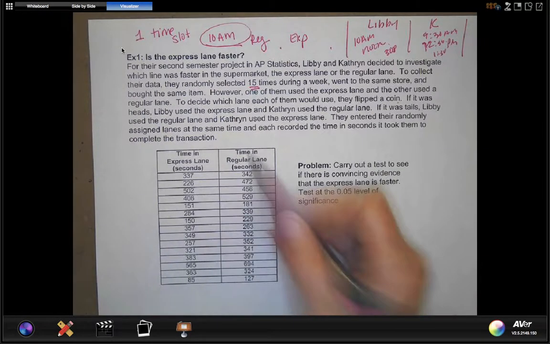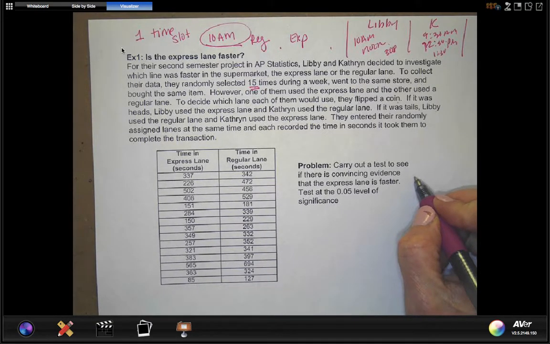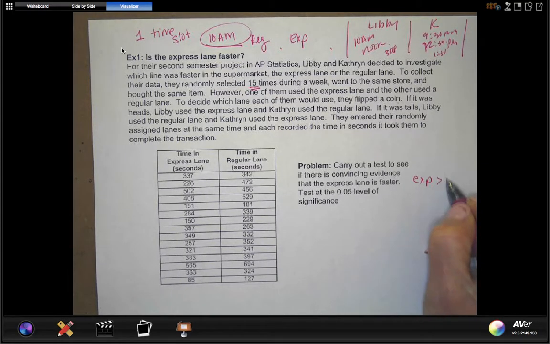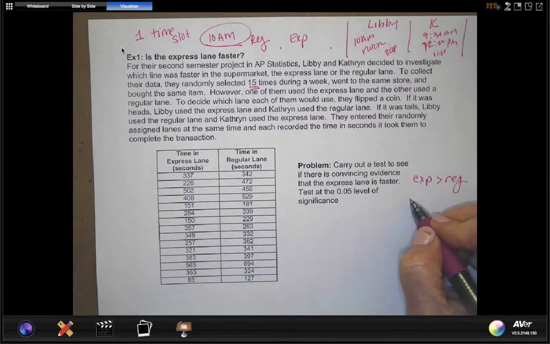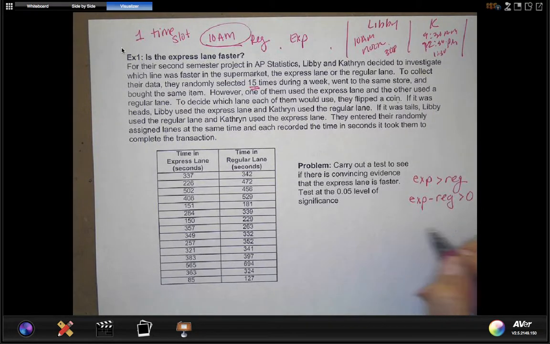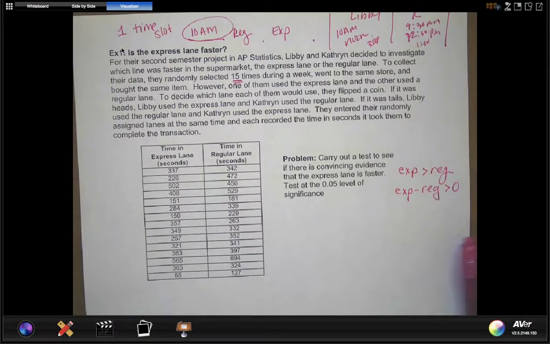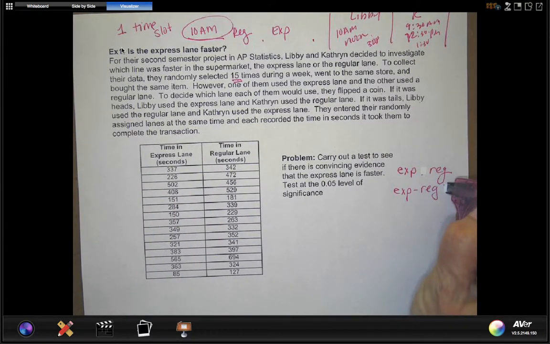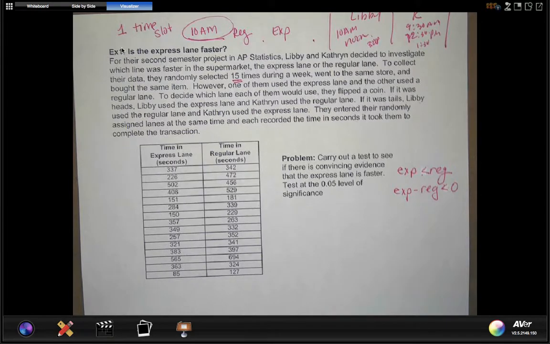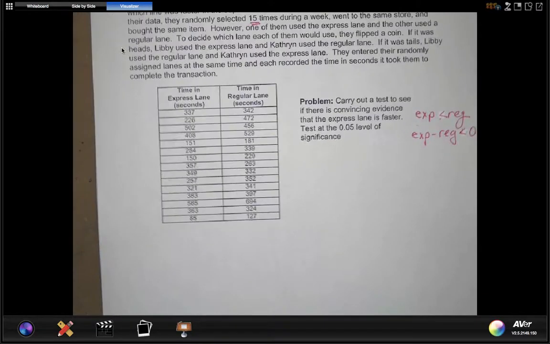All right, so here's their data. We want to carry out a test to see if there is convincing evidence that the express lane is faster. So I want to know if the express is bigger than the regular, or the express minus the regular is greater than 0. But this is backwards. If the express lane is actually faster, the time is less. So then express minus regular is actually less than 0, because if you're faster from a time perspective, then your time is less. Okay, so I'm going to do this one a little differently than maybe I have in the notes that I filled out online.